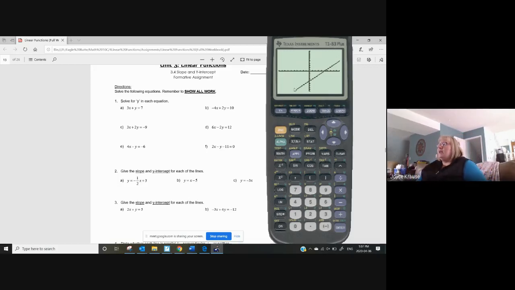All right. Now, we can do some neat things on here. For example, let's say that you're checking your answer and you want to see if you graphed it correctly. So the slope we can't figure out just by looking at the calculator. We'd have to find specific points and then calculate it. But the y-intercept we can. Who can tell me what's special about a y-intercept?